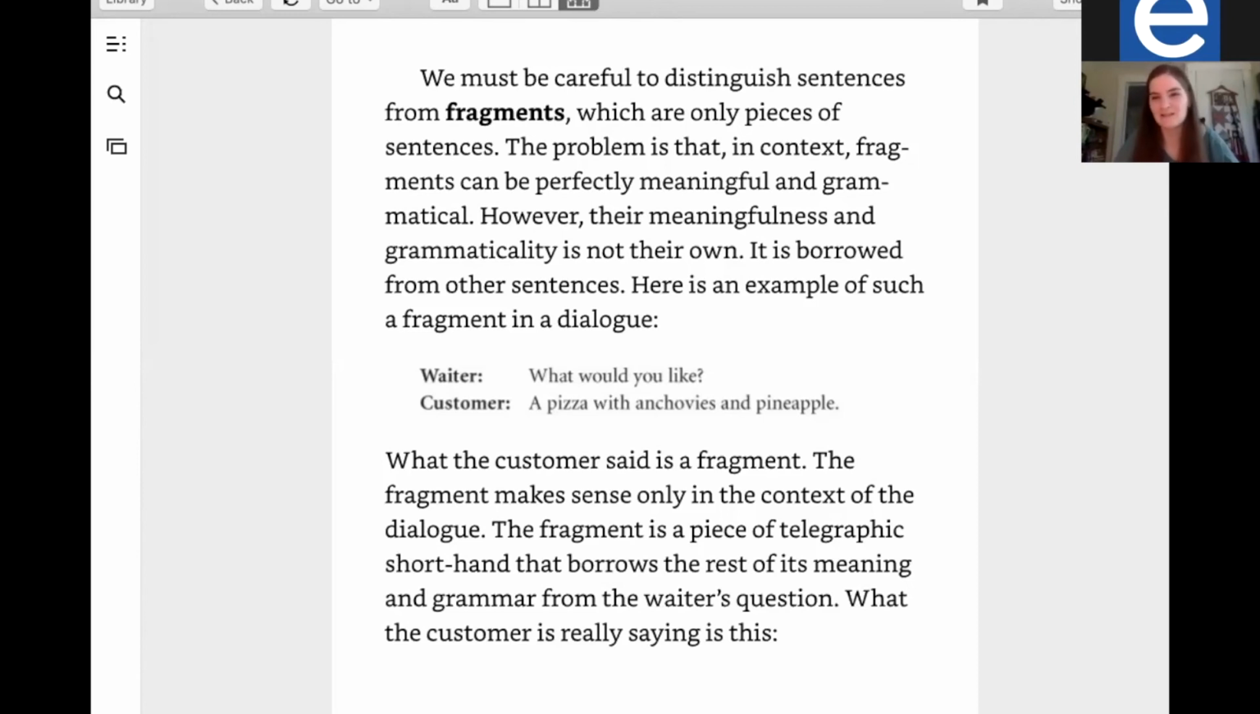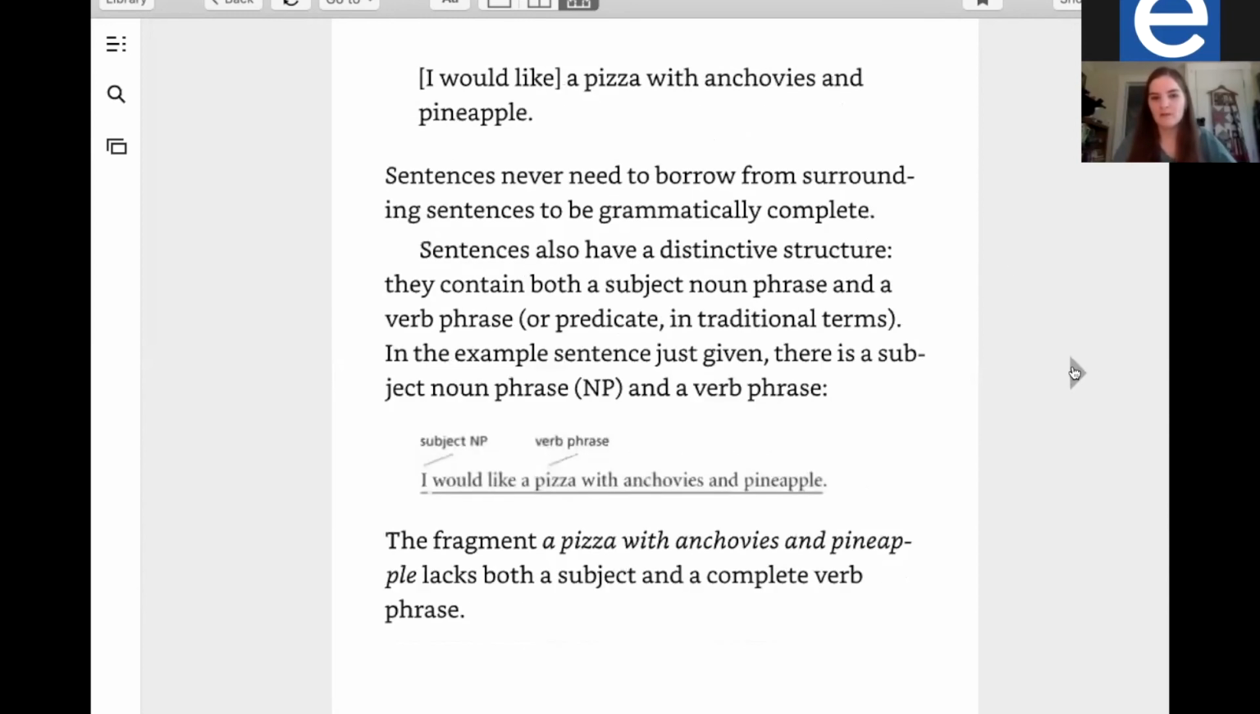We use this in speech all the time because people can imply what they mean, or other people can pick up, oh, that's what you want. We can understand that from context. But in formal writing, you don't get that luxury. That's why we always need to be using precise grammar. So that's an example here of a fragment.